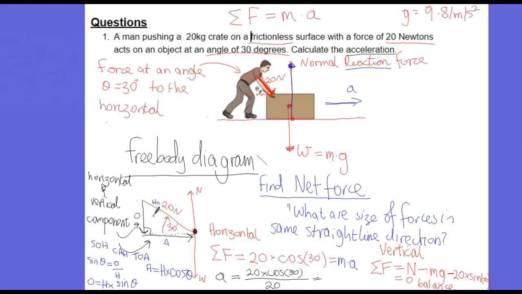And you can see 20 is going to divide 20, so it's just the cos of 30 degrees, which is about 0.87 meters per second squared in size. Okay? And that's the actual acceleration that the crate will experience horizontally. Sorry? No, not really.